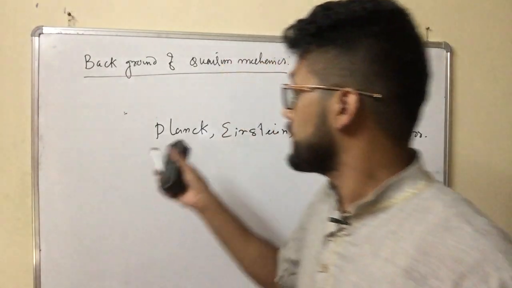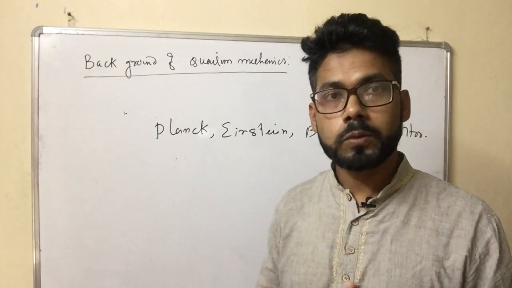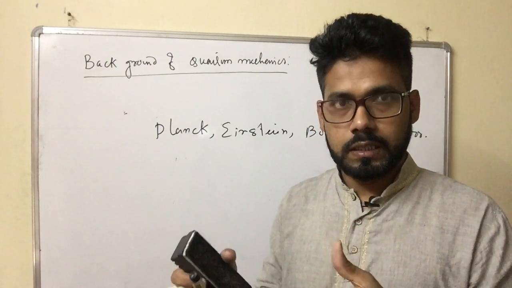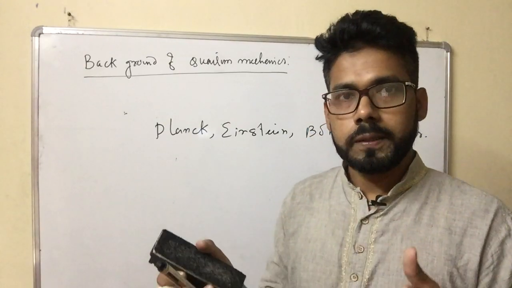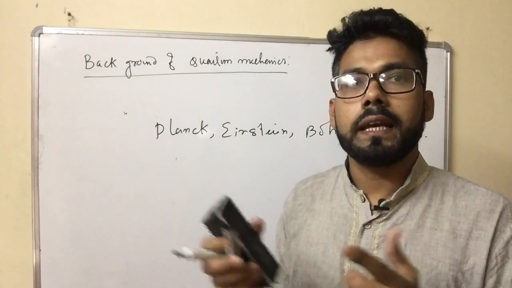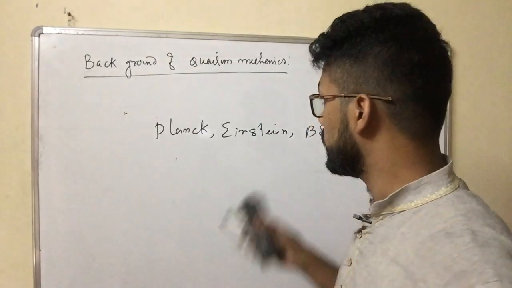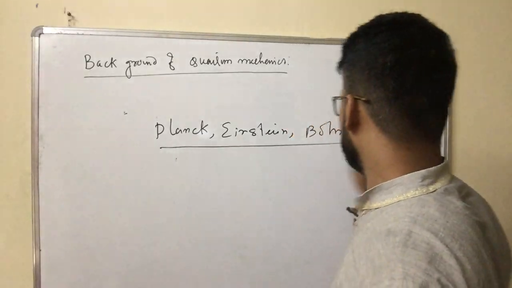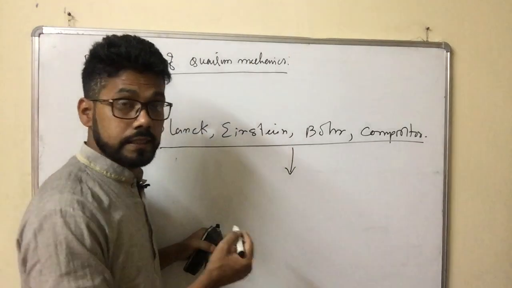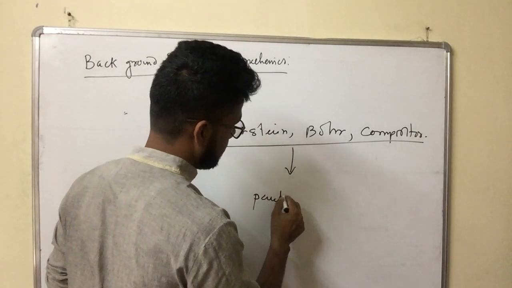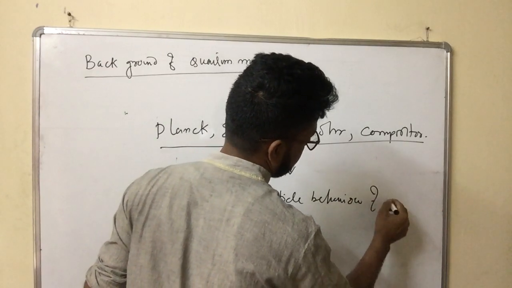This means these experiments proved that electromagnetic radiation is composed of bits of energy or tiny particles, which are known as photons, and a photon can behave as a particle in addition to its wave nature. So these experiments establish the particle behavior of radiation.